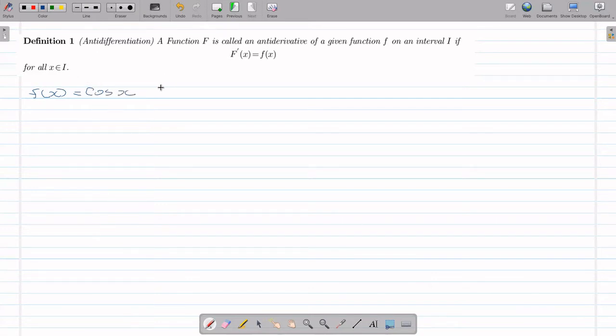Okay. So to find the antiderivative, what function do I have to differentiate to get cos? My given function is cos x. I am looking for its antiderivative. So what function do I have to differentiate to give cos? Sine, no? If I differentiate sine x, it gives me cos x. So the antiderivative of cos x is sine x.